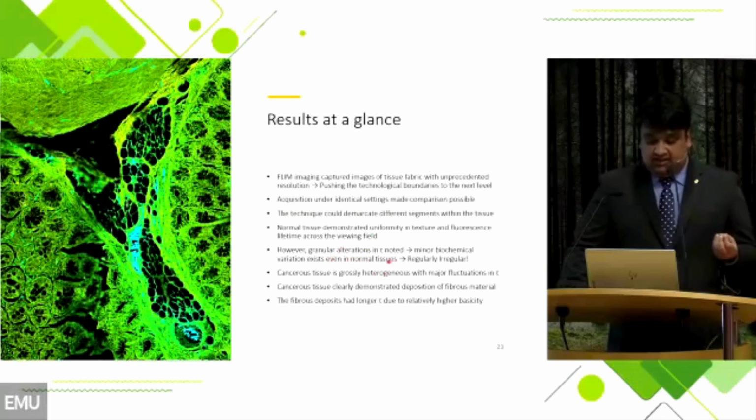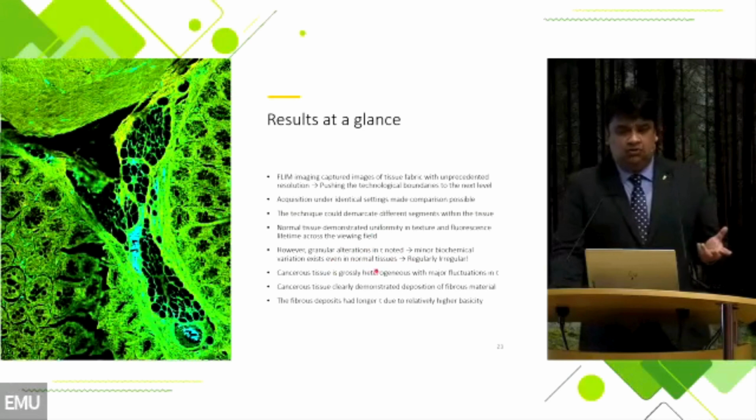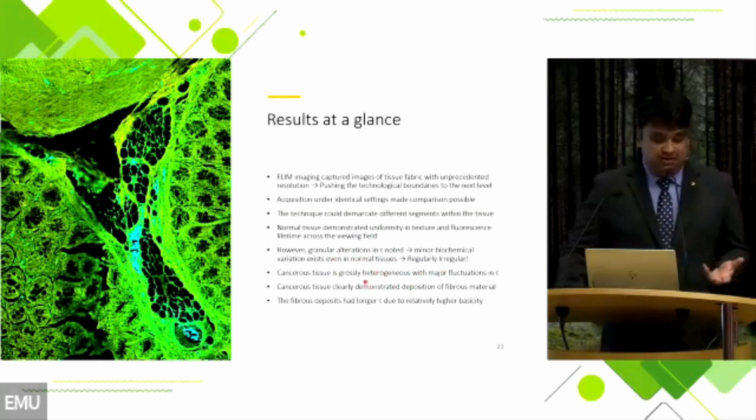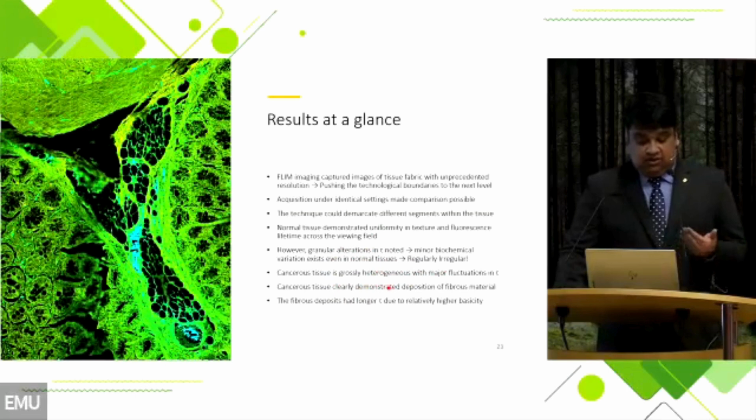Some alterations in tau or fluorescence lifetime were noted, maybe because of minor biochemical changes, but that's always to be expected. So in normal tissues, they were regularly irregular. In cancerous tissues, completely irregularly irregular. There are no patterns emerging. Cancerous tissue is grossly heterogeneous with major fluctuations of tau. I mean, that's the point I want to make.